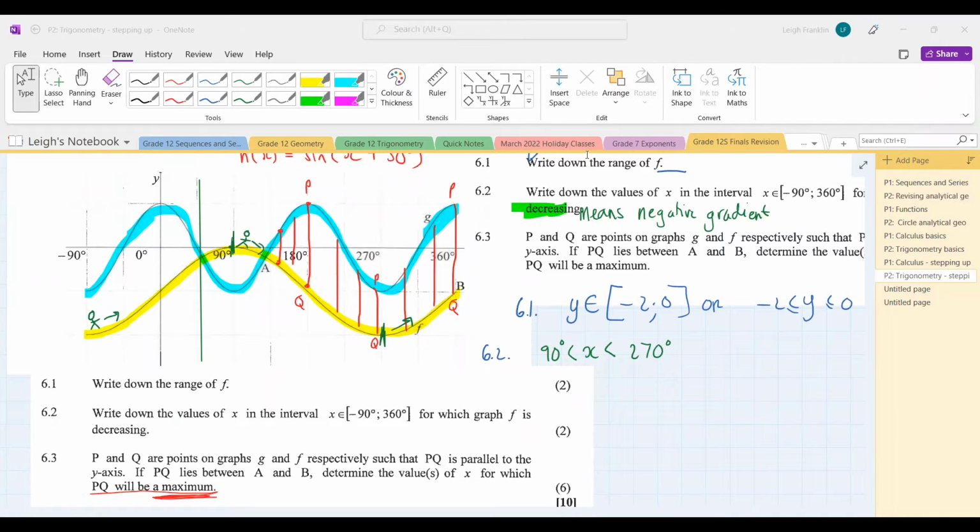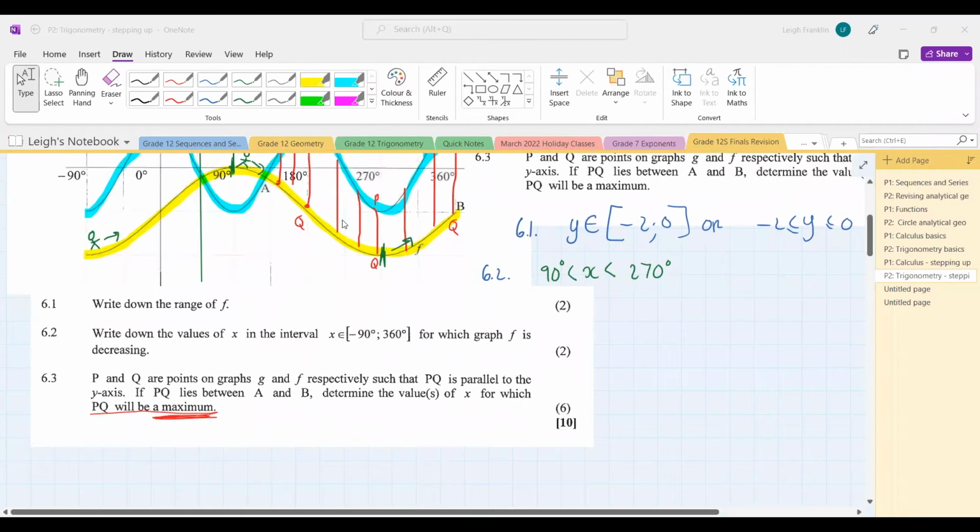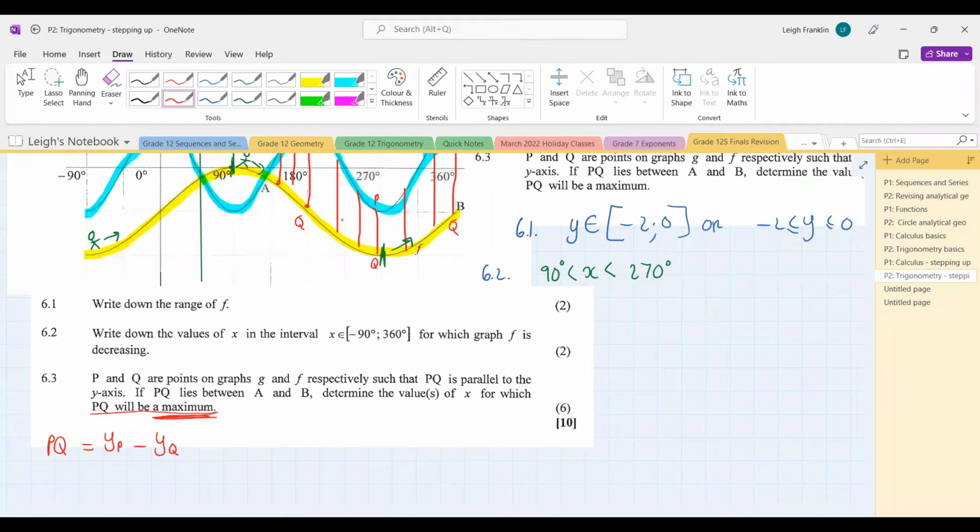Now here, they are asking us to determine the values of x. So they're asking us about the inputs, the x values. So how are we going to find the length of PQ in terms of what we've got? Remember, when we work with a vertical line, the length of the line is the y at the top minus the y at the bottom. So the length PQ is the y at P minus the y at Q. Remember, P was at the top and Q was at the bottom.